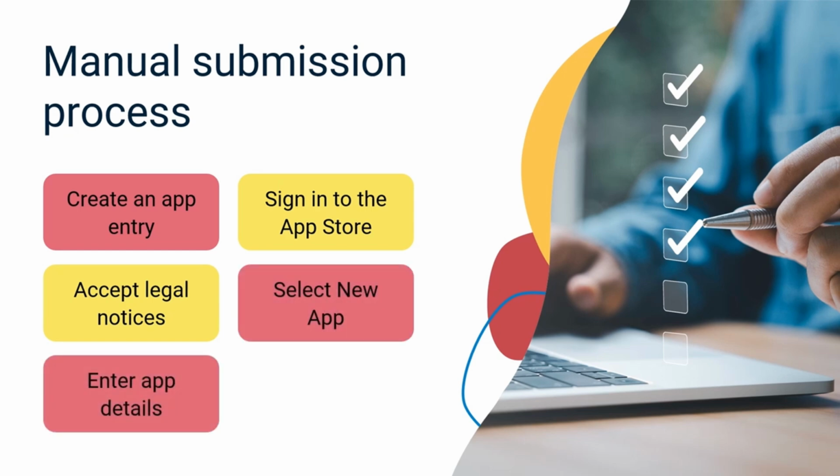Here, you'll enter your app's name, language, bundle identifier, and stock keeping unit or SKU, a unique string often resembling the bundle identifier, such as com.company.myapp. Once you've filled in these details, click Create to finalize the app record.